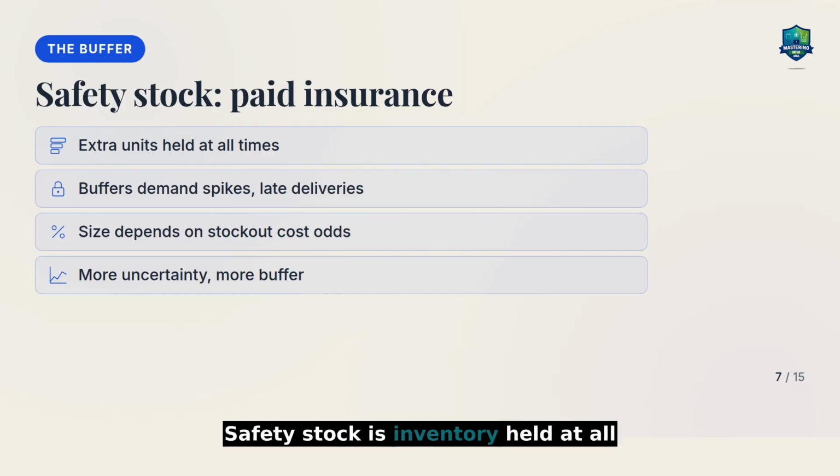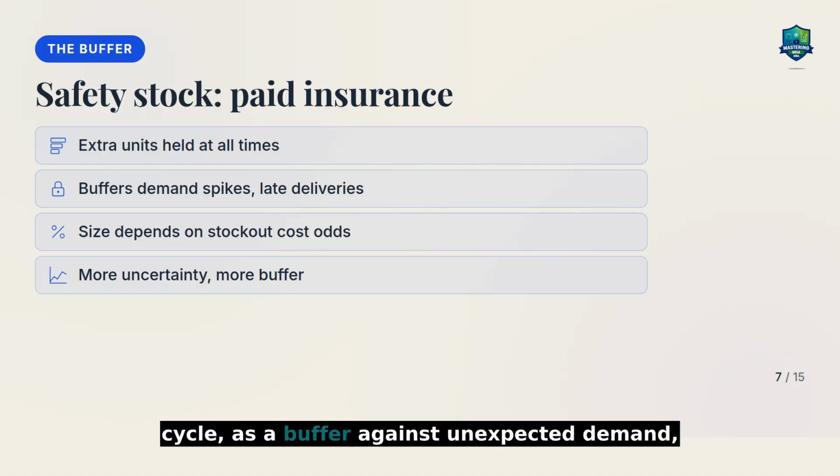Safety stock is inventory held at all times on top of the EOQ cycle as a buffer against unexpected demand, lead time surprises, and supplier shortfalls. How much depends on the probability of those events and the cost of a stockout when they happen. Hold that sentence in your head. The size of the buffer scales with uncertainty. It becomes the key to everything after 2020.